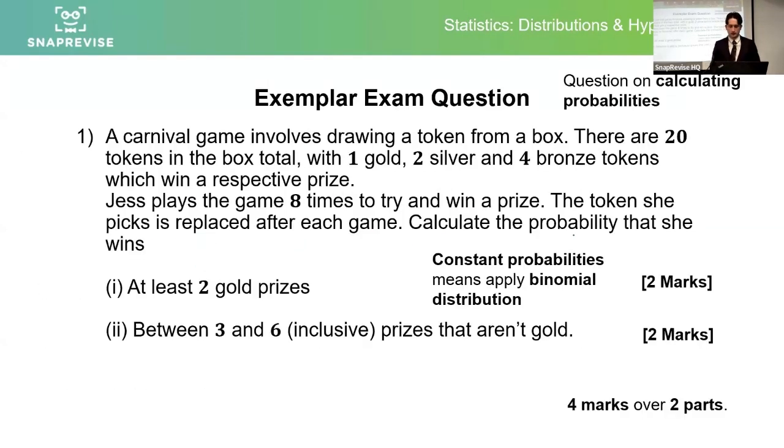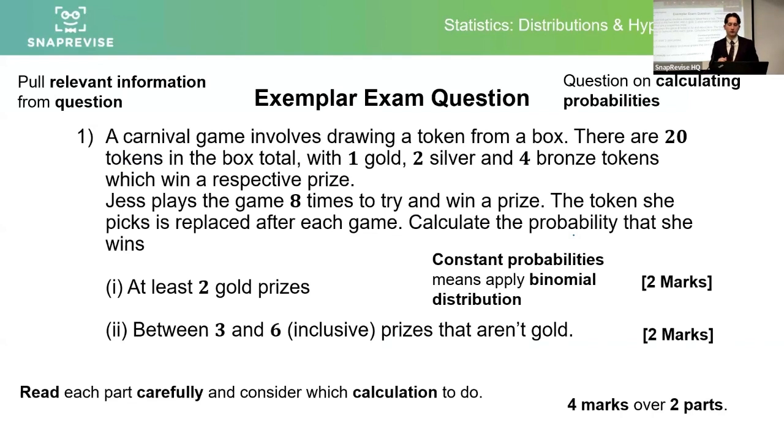Here we go. So a few things to consider. So a carnival game involves drawing a token from a box. There are 20 tokens in total, 1 gold, 2 silver, 4 bronze, which respectively win a prize. Jess plays the game 8 times to try to win the prize. That's important as well. It's very easy to mess up what N is for this question. Calculate the probability that she wins at least 2 gold prizes, between 3 and 6 inclusive prizes that aren't gold.